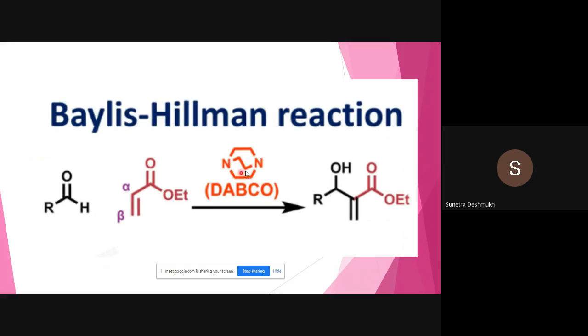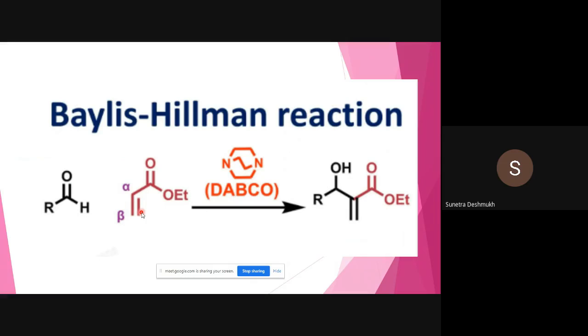Here is the structure of DABCO. It has two nitrogen atoms, it's a bicyclic compound, and those two nitrogen atoms possess lone pairs. So this is also a 1,2 or 1,4 addition, sorry, conjugate addition reaction. We will see now how to generate this allylic alcohol from the Baylis-Hilmann reaction from these two starting materials.